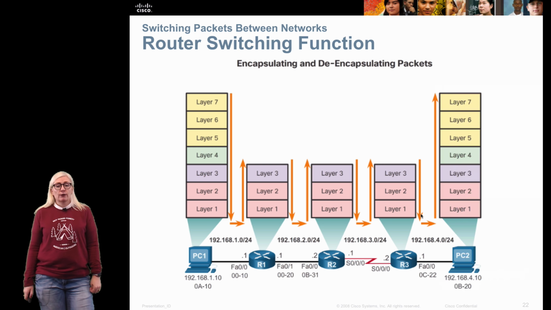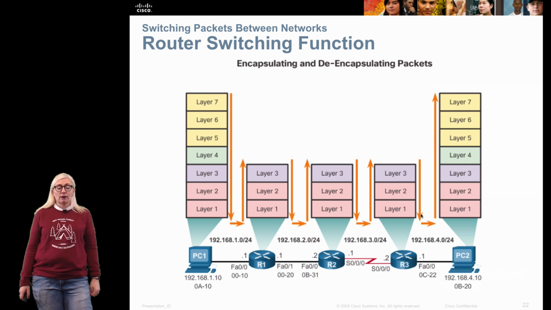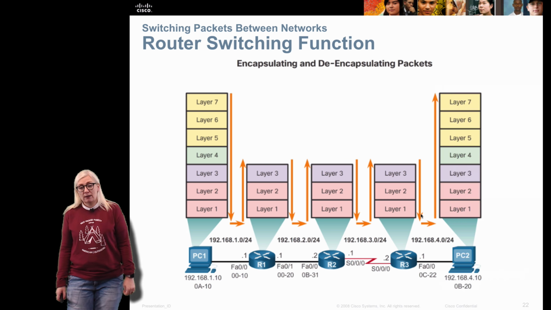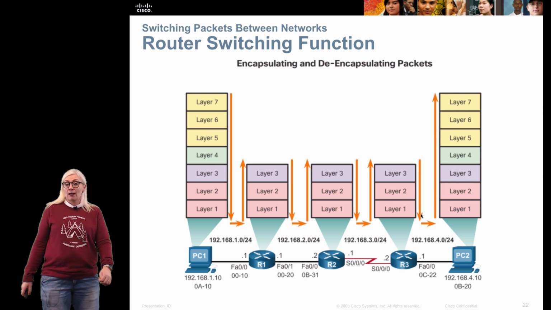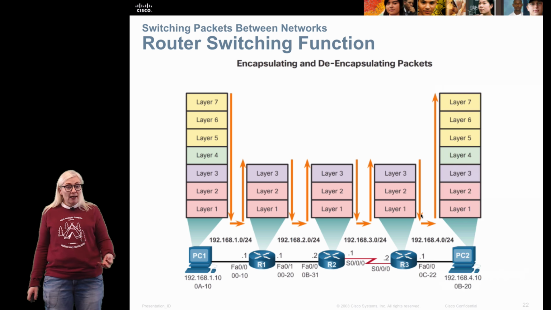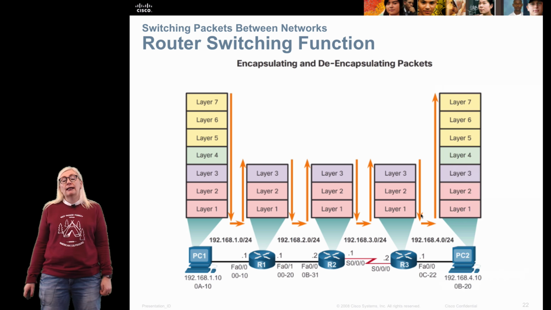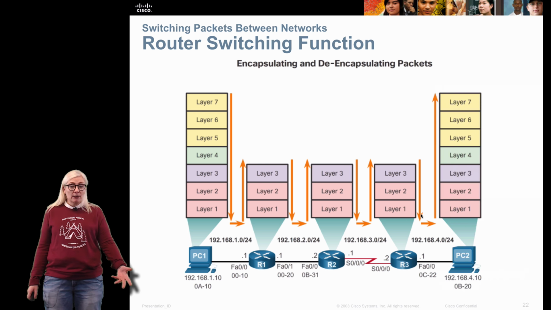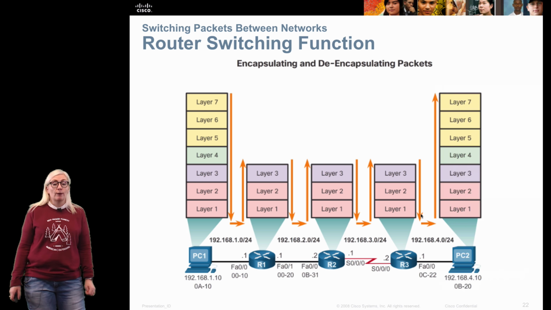When a router receives a packet, it will unpack it until layer 3 because the router needs to look at the IP address to find out where to send it. When it has looked at the IP address, it will look in its routing table and find out what to do with the packet.